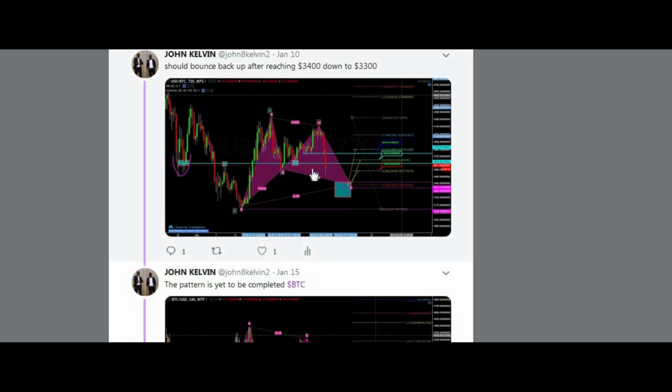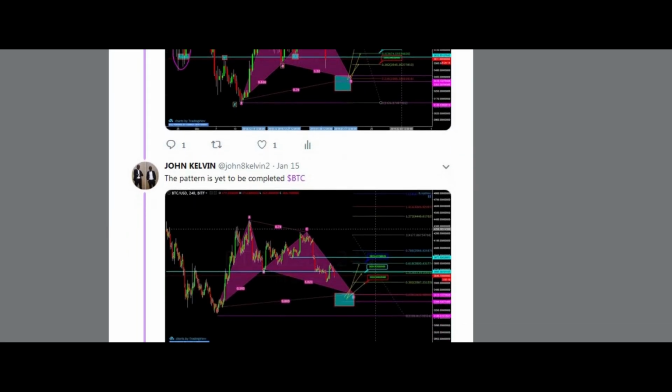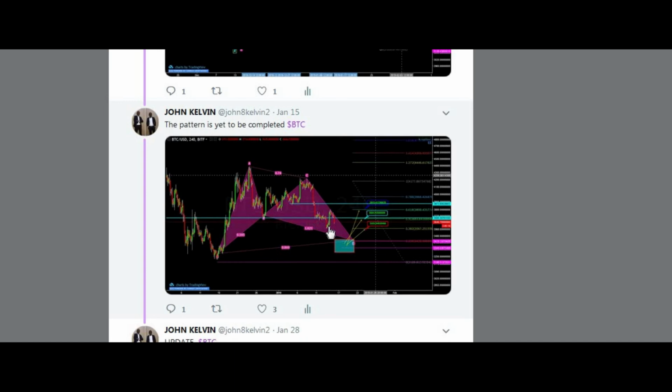So at that point it started consolidating back to the upside, but we're still expecting price to test the 3,400 down to 3,300. So gradually it's still valid, so we're still waiting. But if price has reversed back to this upside, then this Gartley pattern is not completed. Like I said, this pattern is yet to be completed.